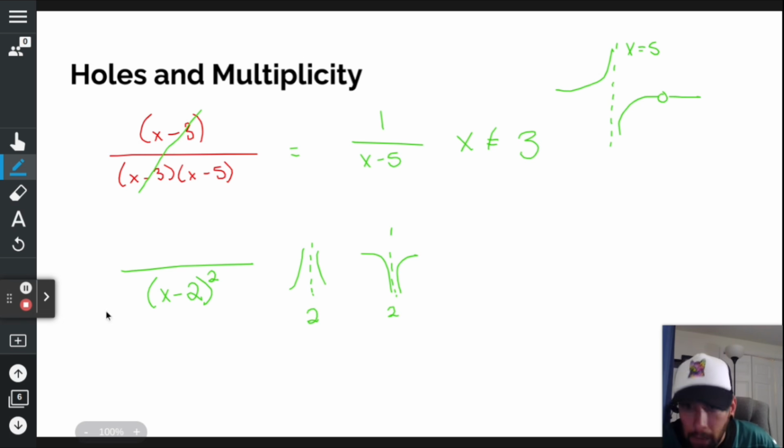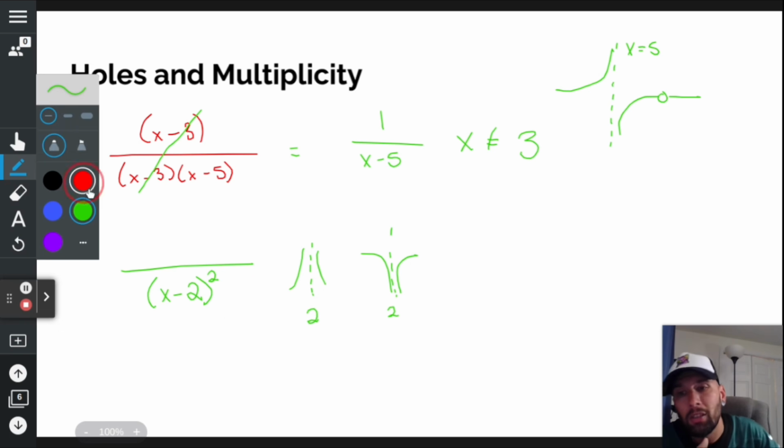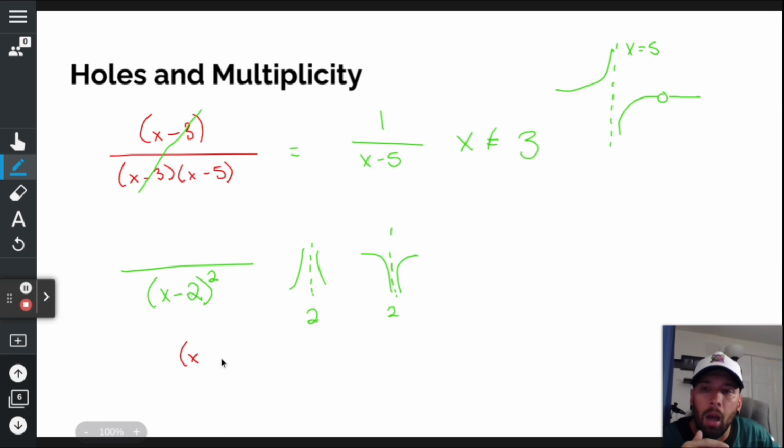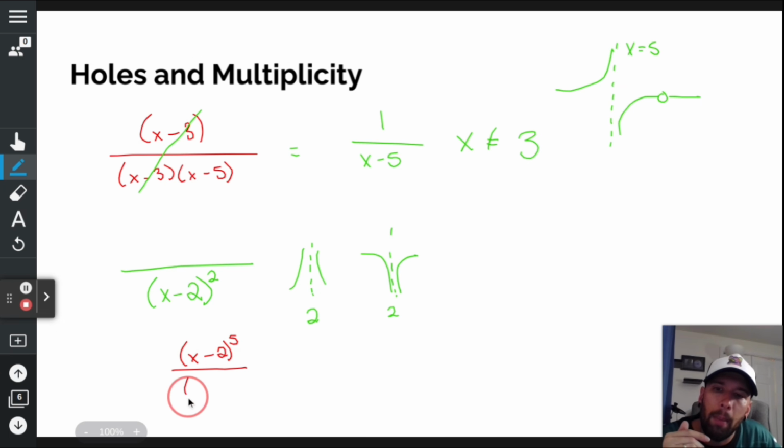Now, similarly, if I were to give you a problem like this, where I have multiple multiplicity things going on up here, and then multiple multiplicity things going on down here.